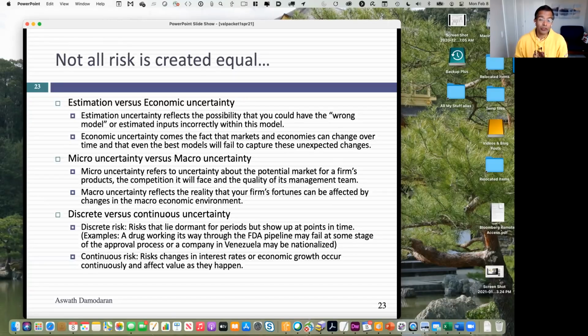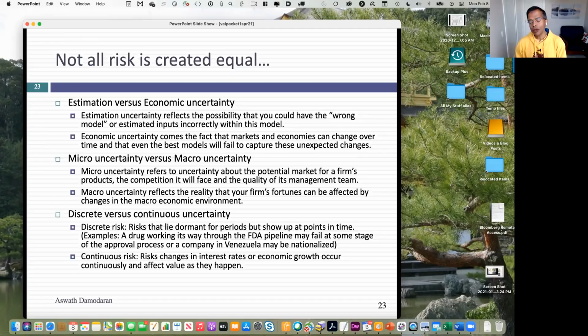That sounds weird. You say, why shouldn't I care about the fact that I'm investing in a biotech firm and there's a big chance my drug won't make it? Of course you should care in your expected cash flow, but you won't be adjusting your discount rate for that risk. And we'll talk about what it is that drives that conclusion.